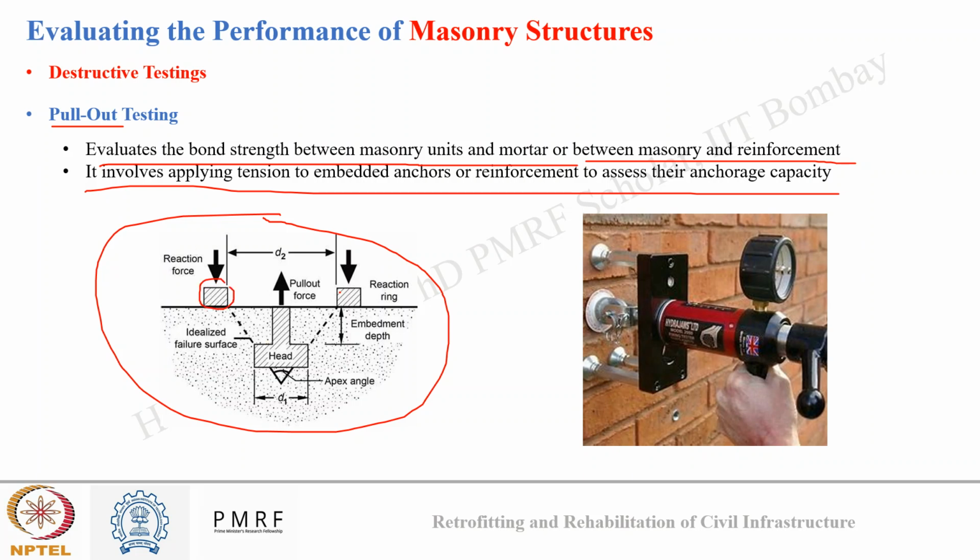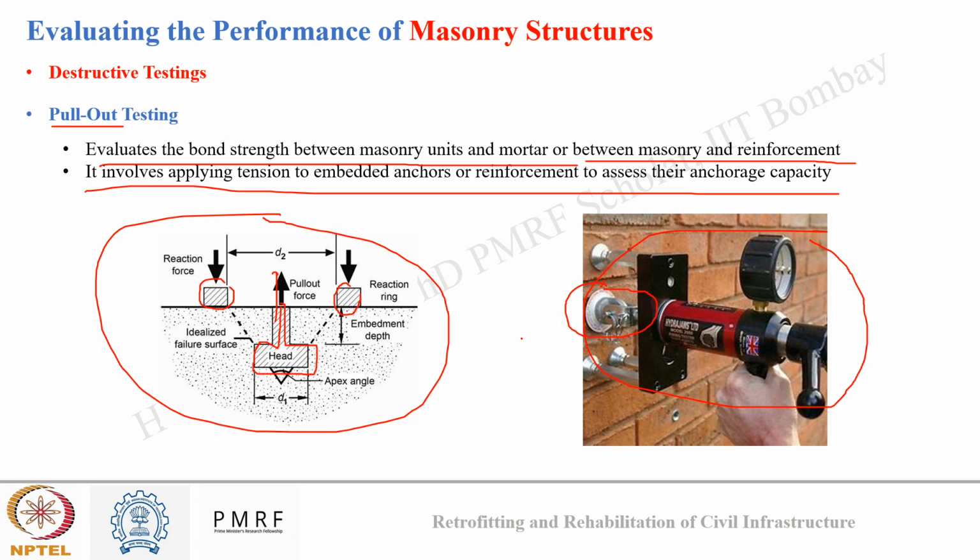We have reaction force rings placed across a needle that we have penetrated inside the structure. We pull this needle off and we see how much force was needed to pull it off. Based on the force required to pull this needle head out of the structure, we can judge the bond strength of a masonry. This is how the setup of a pull-out testing looks, and here you can see a pull-out test was carried out to judge the bond strength between a brick and a mortar unit in a brick masonry.